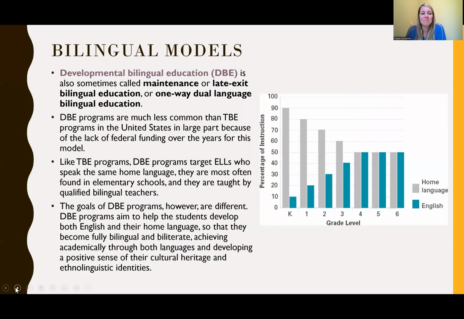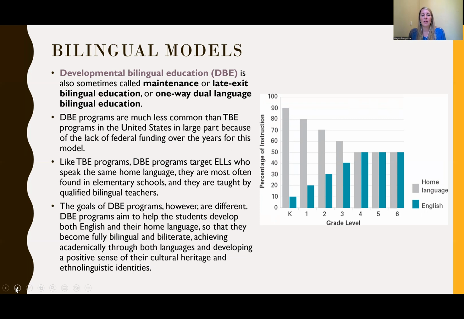The next model is developmental bilingual education, or DBE, and it's sometimes called maintenance or late entry bilingual education, or one-way dual language bilingual education. DBE programs are much less common than TBE programs in the US because there's a lack of federal funding for this type of model. Like TBE, DBE programs target English learners who speak the same home language, and they're most often found in elementary schools taught by qualified bilingual teachers.